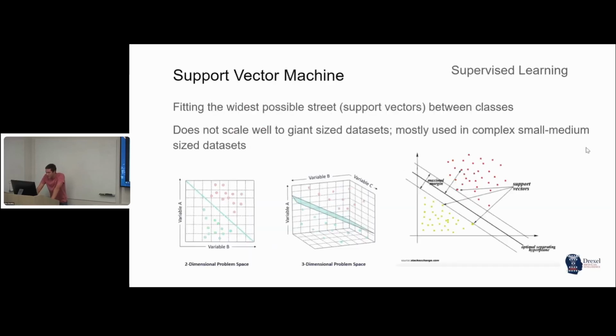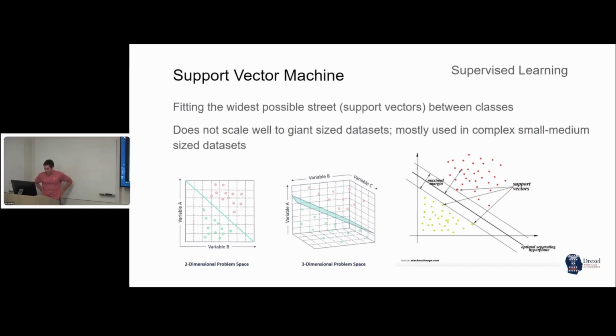Support vector machines. This is an example of a supervised learning model. How I would describe it is you're fitting the widest possible street. The support vectors themselves are two lines that try to split the data. So normally, instead of having just one line, we would have two lines. It's trying to split it farther, so it's supposed to be more precise than our regular decision lines.